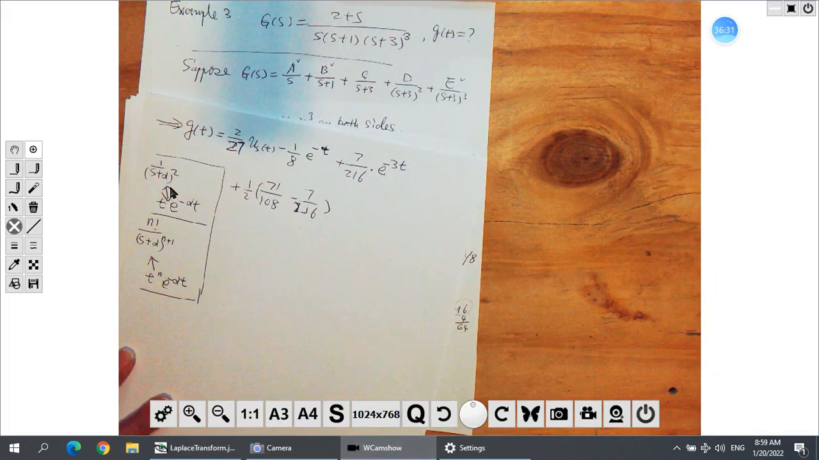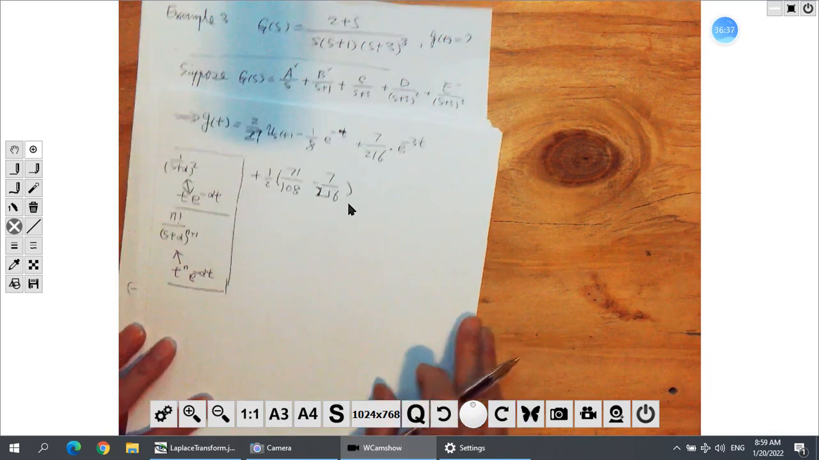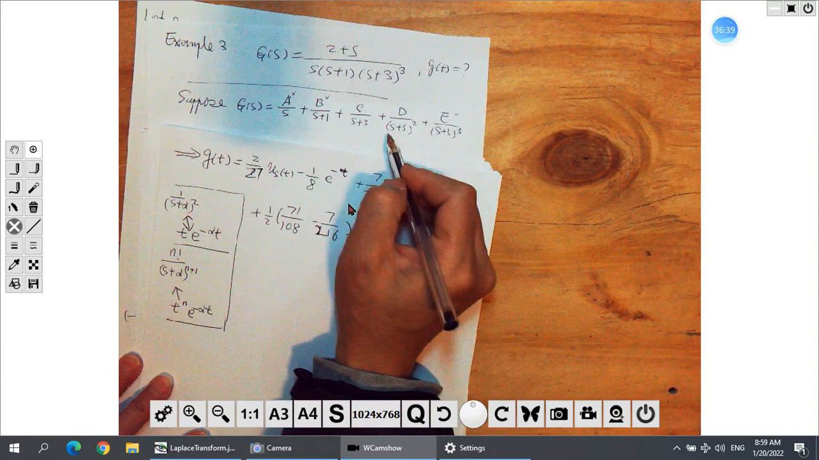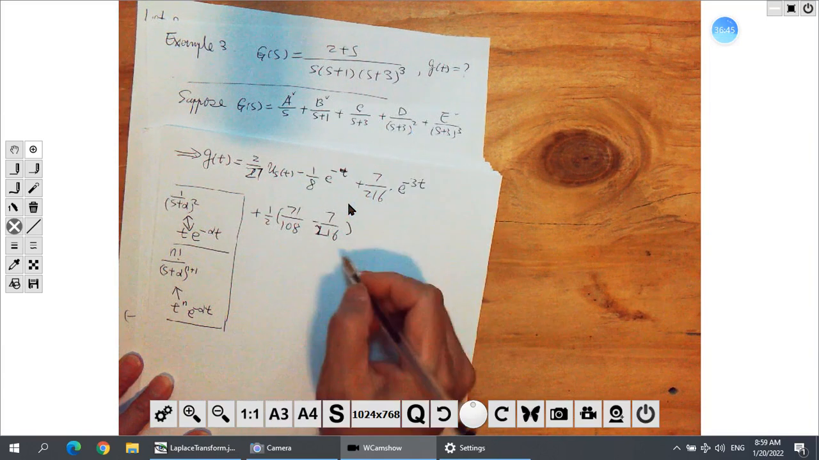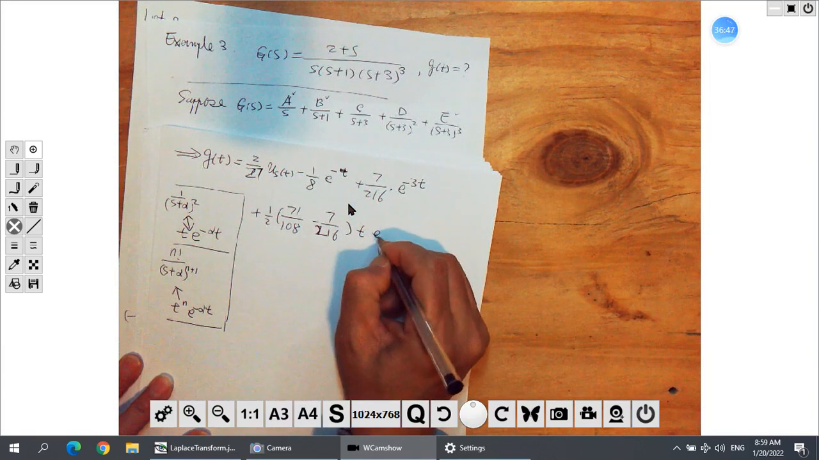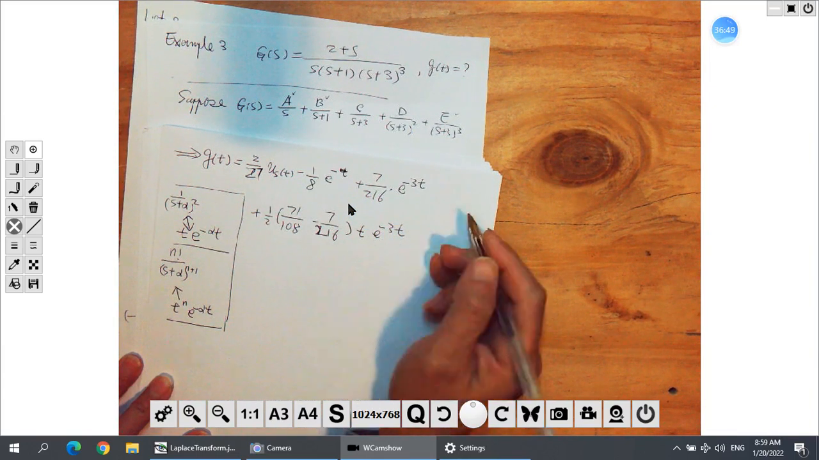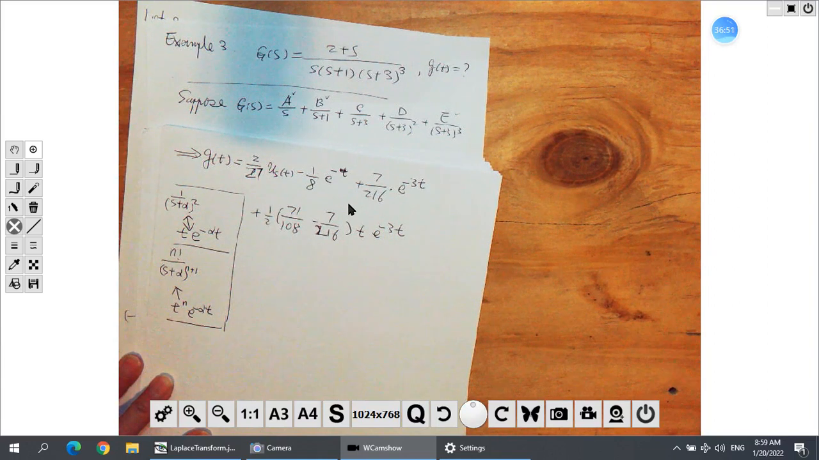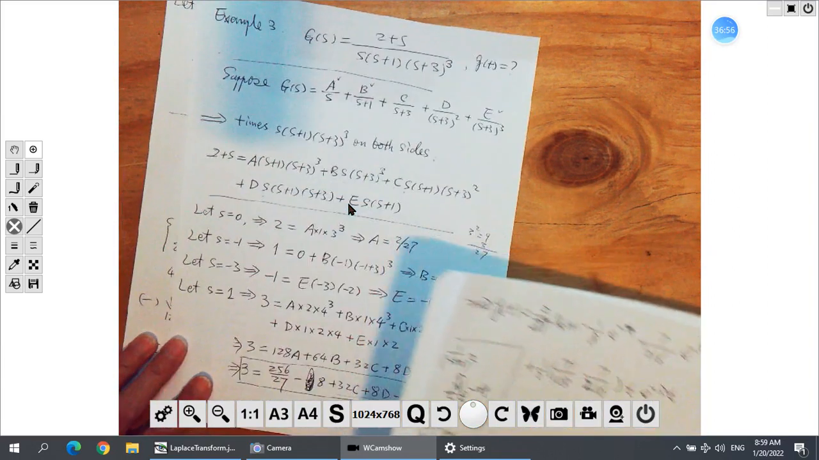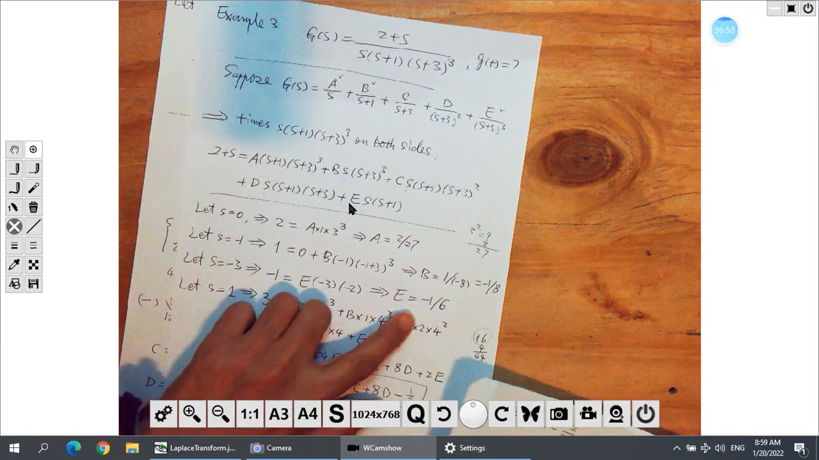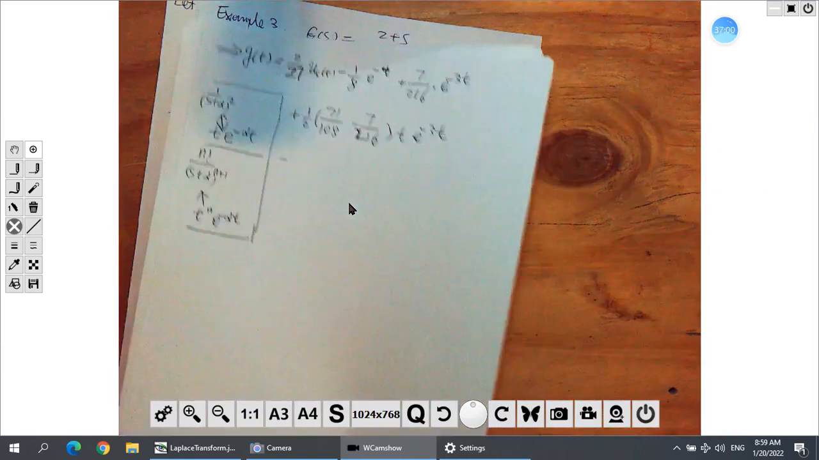Now we want to apply it to here's s plus 3 squared. So alpha is 3. So this is t times e to the negative 3t. And another term is E. E is negative 1/6.